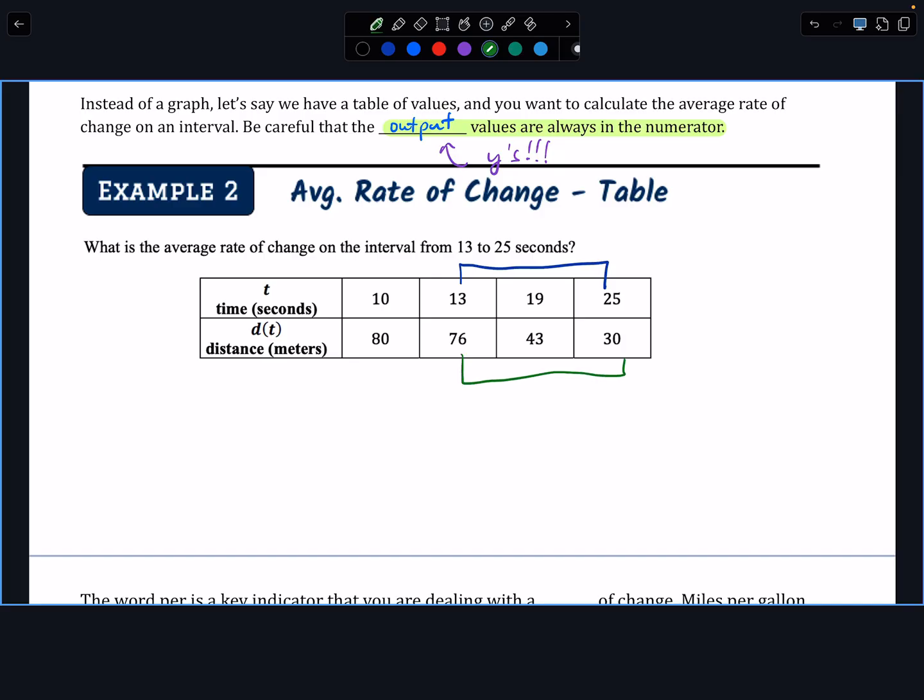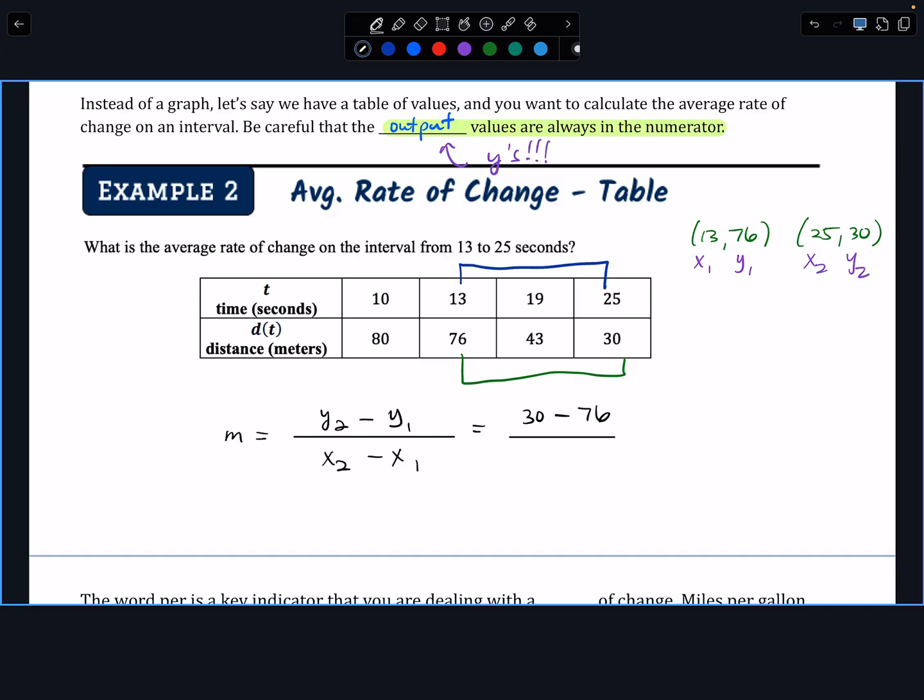Okay. So I'm going to write this down. 13 comma 76 and then 25 comma 30. So this is going to be my x1, y1. This is going to be my x2, y2. And we're just going to calculate the slope again. So m is equal to y2 minus y1 over x2 minus x1. So it's going to be 30 minus 76 all over 25 minus 13.